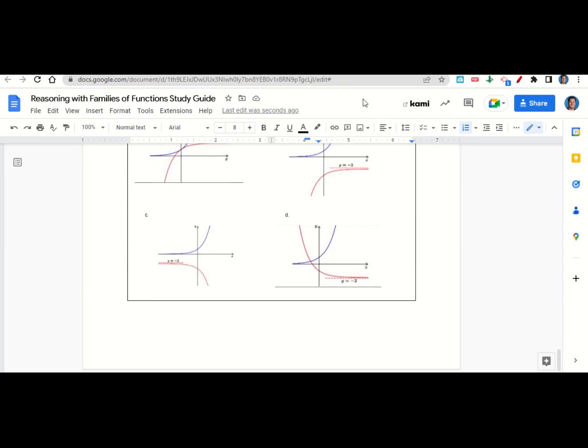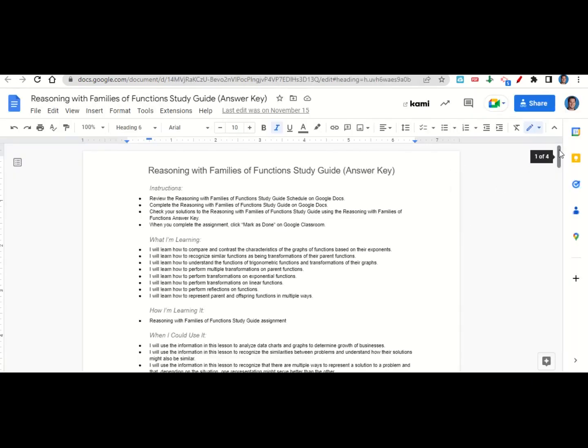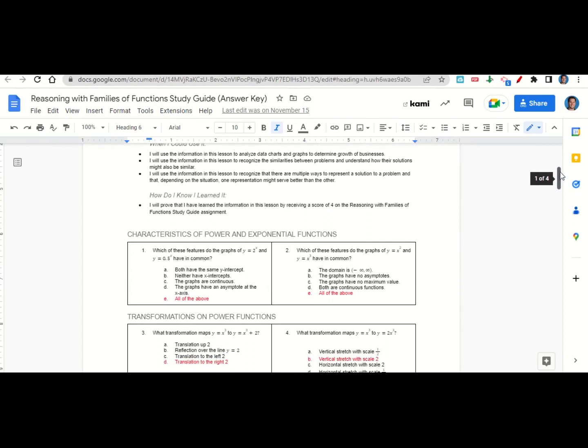Once you complete the assignment, go ahead and go to your answer key, and you can check your work. So the first one we said the answer was E, and we can see that that's correct. And the second one we said the answer was E as well, and we can see that's correct as well. So you can check your work using this answer key.